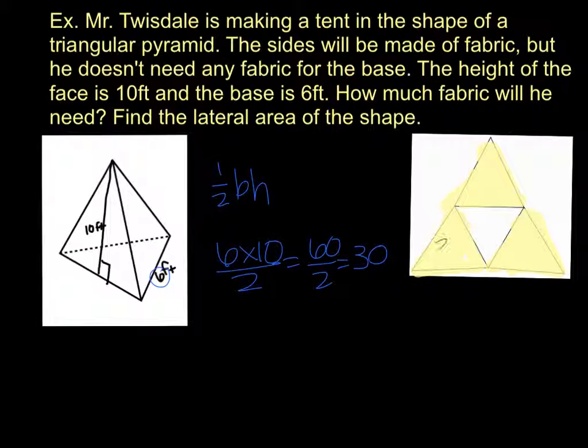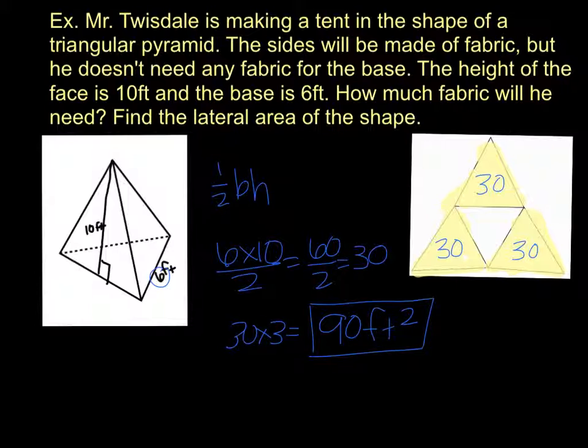So each of these triangles is 30 feet squared. So how many feet squared is the total fabric he'll need? He's going to need 30 times 3, which gives me 90 feet squared. Remember, I didn't solve for the base because I was just looking for the lateral area of the shape. All right, let's go ahead and do another problem.